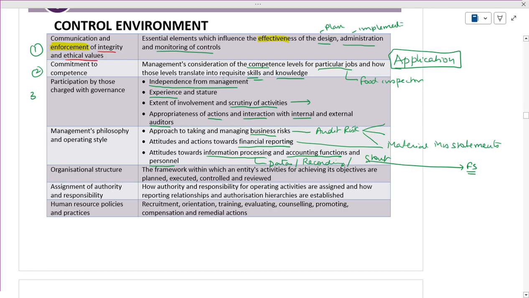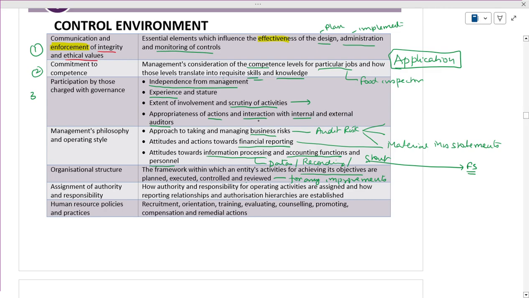Now, what is the organization structure? The framework within which the entity and its activities are planned for achieving the objectives of the presentation of the financial reporting, executed, controlled and reviewed. You have to plan internal controls, you have to implement or execute internal controls, you have to check whether internal controls are effective or not, and you have to review internal controls for any improvements.